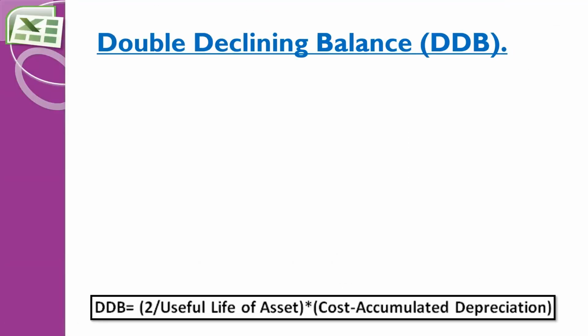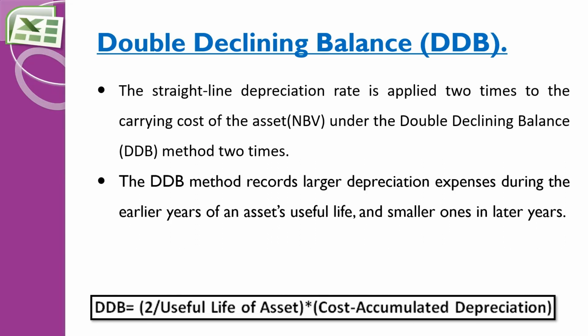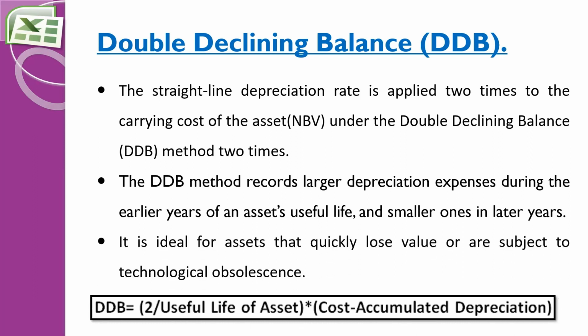Then we are moving to the double declining balance. The straight line depreciation rate is applied but two times to the carrying cost of the asset or the net book value under the double declining balance method. So here we are going to depreciate it two times. The double declining balance method records larger depreciation expenses during the earlier years of an asset's useful life and smaller ones in the latter periods. It is ideal for assets that quickly lose their value or are subject to technological obsolescence.